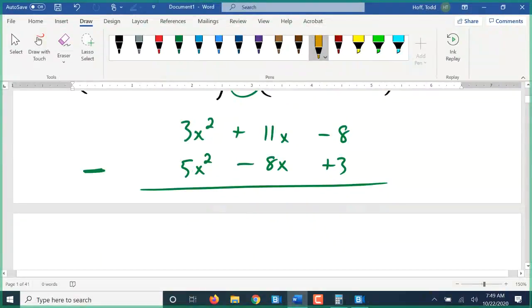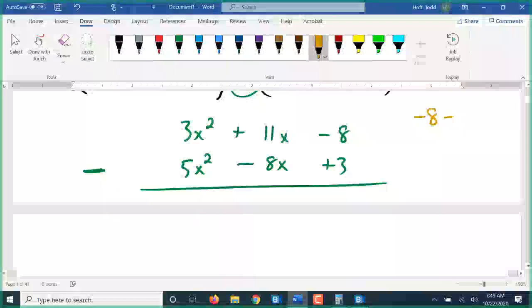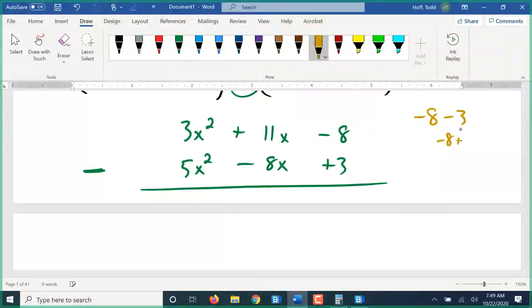So negative 8 minus 3. Negative 8 minus 3 is negative 8 plus a negative 3. That's negative 8 and a negative 3 makes that negative 11. 11x minus negative 8x. Well, 11 minus a negative 8. That's 11 plus a positive 8. So that's a positive 19x.